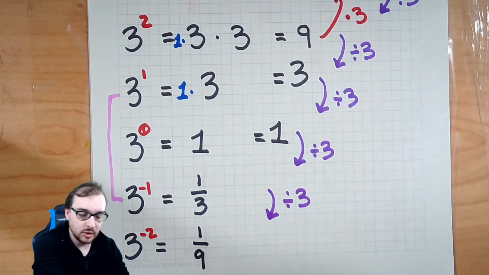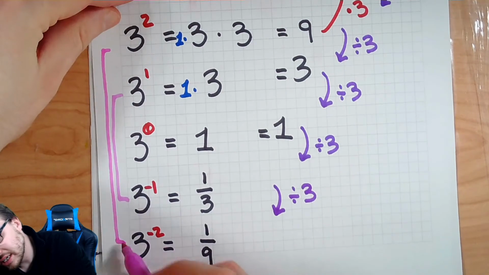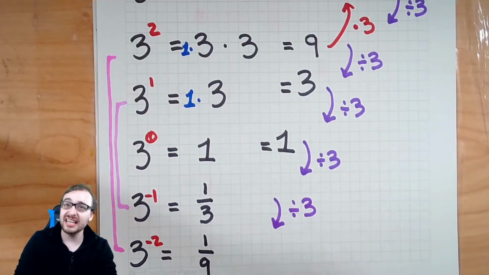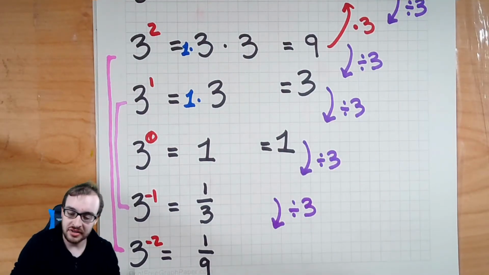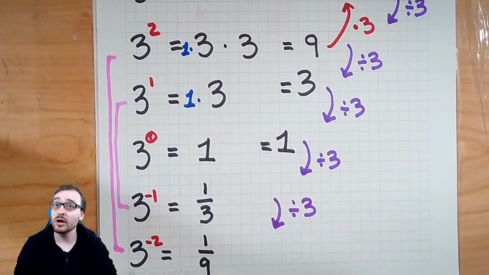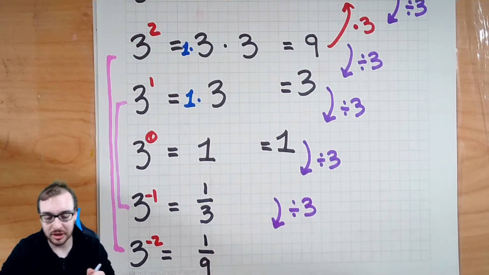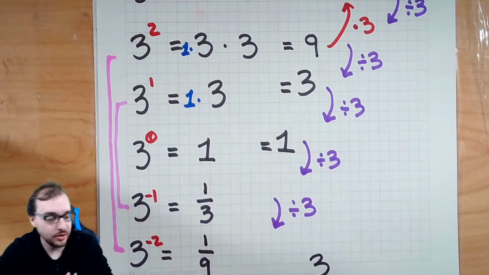So it looks like there's this relationship here between 3 squared and 3 to the negative second, and 3 to the first and 3 to the negative first, right? The negative sign doesn't make it negative, it just seems to flip the number. It reciprocates it. 9 becomes 1/9. 3 becomes 1/3. We can then make a prediction for 3 to the negative third.